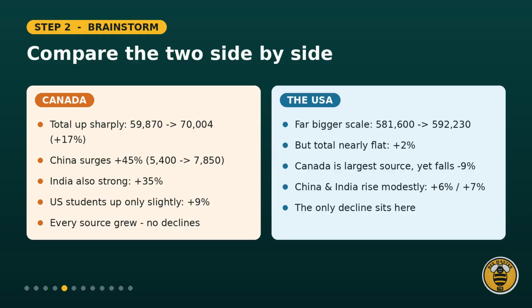Now let's brainstorm side by side. On the left, Canada, a strong 17% rise, led by China at plus 45% with no declines at all. On the right, the United States, a much larger scale but an almost flat 2% total, and its biggest source, Canada, actually shrinking.